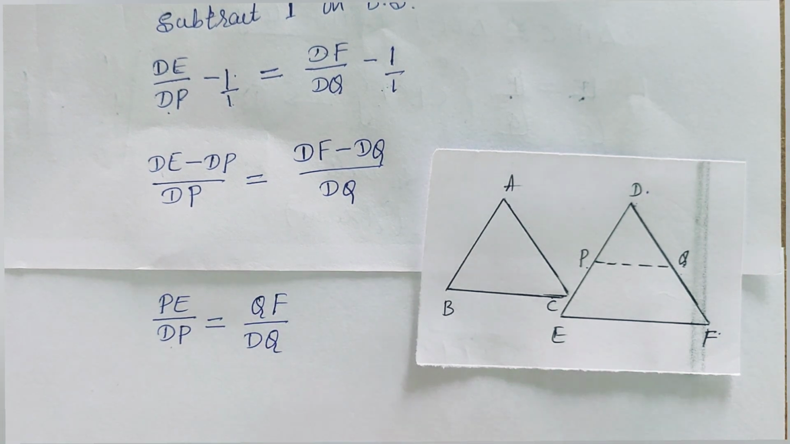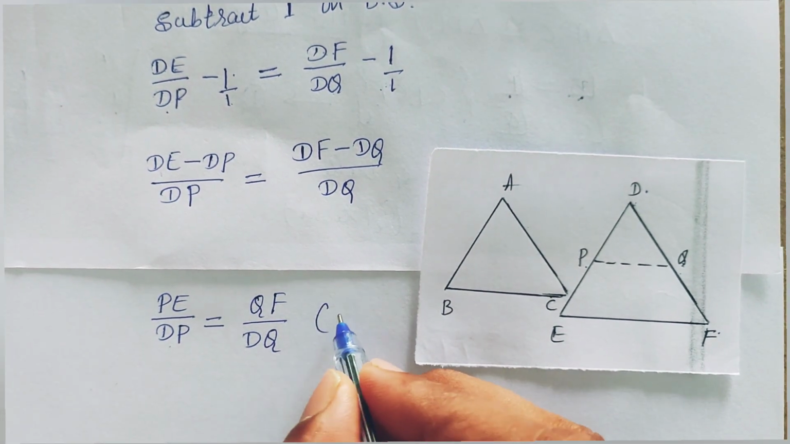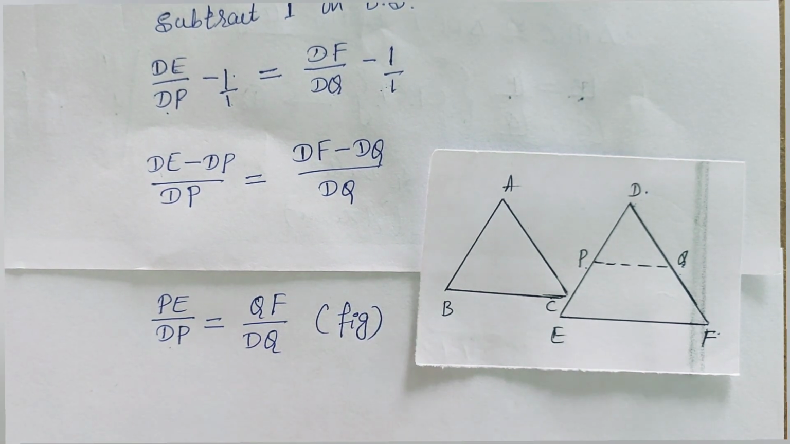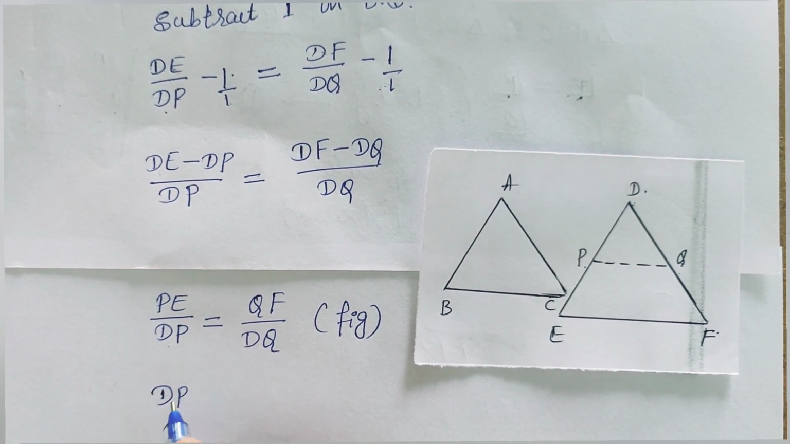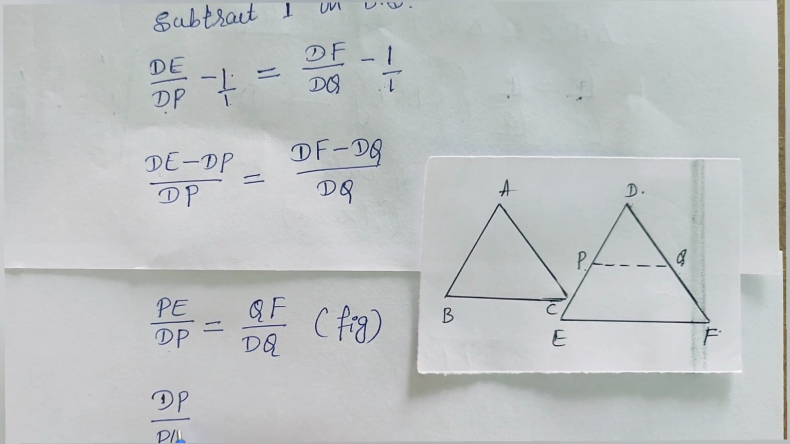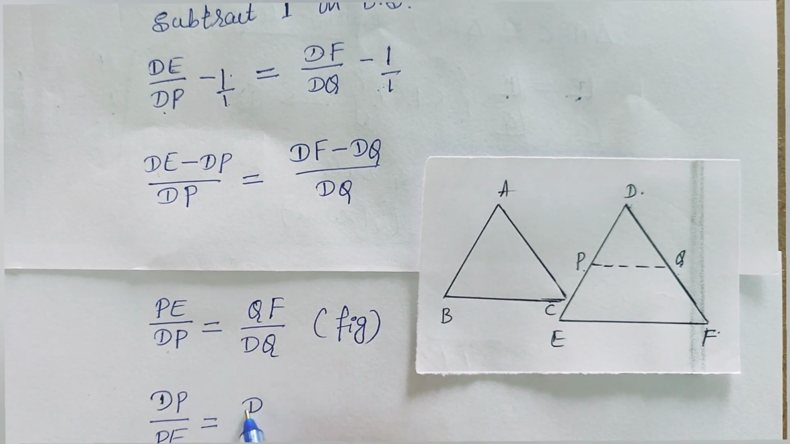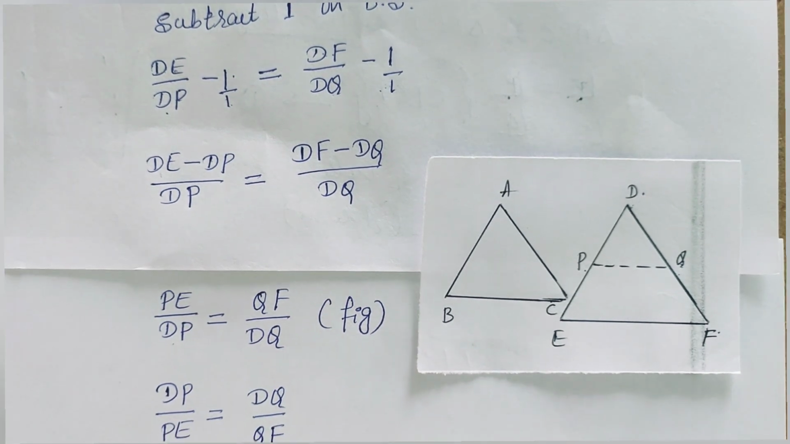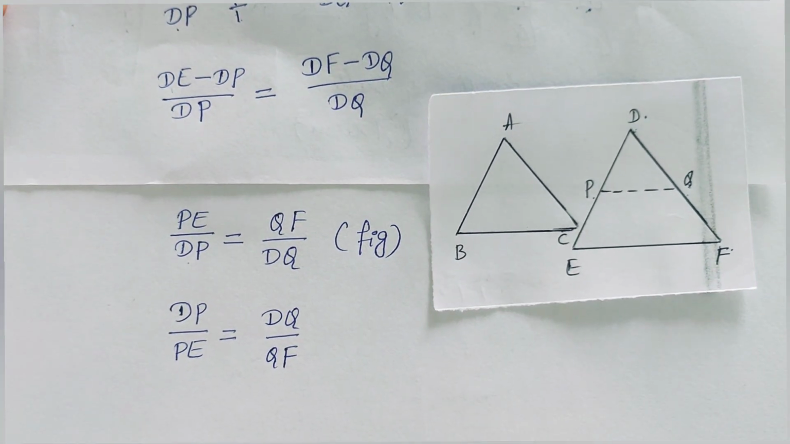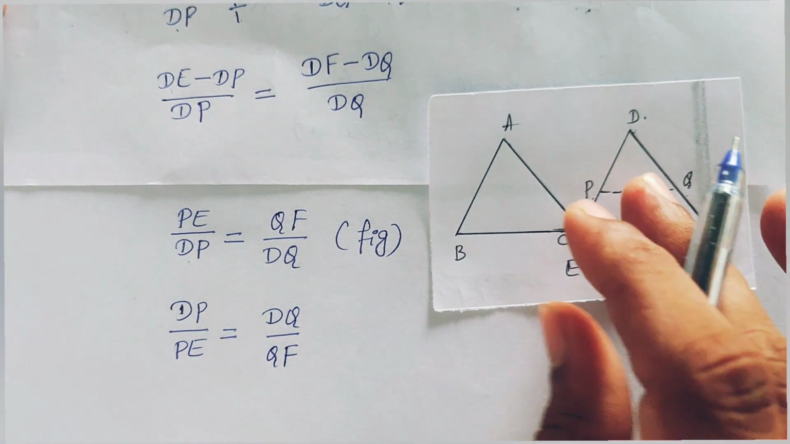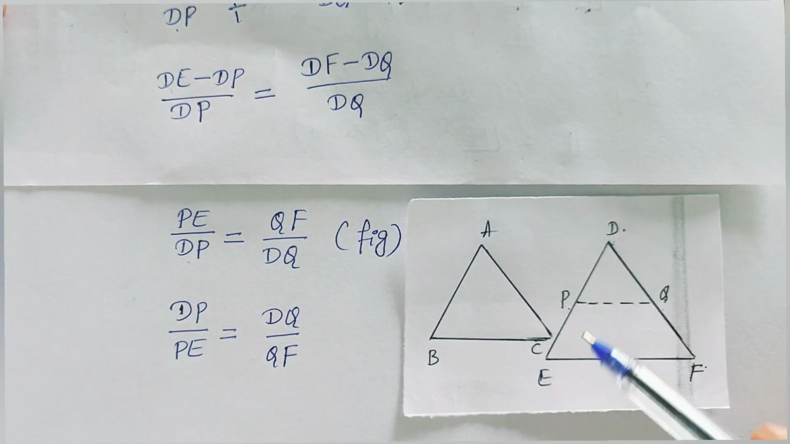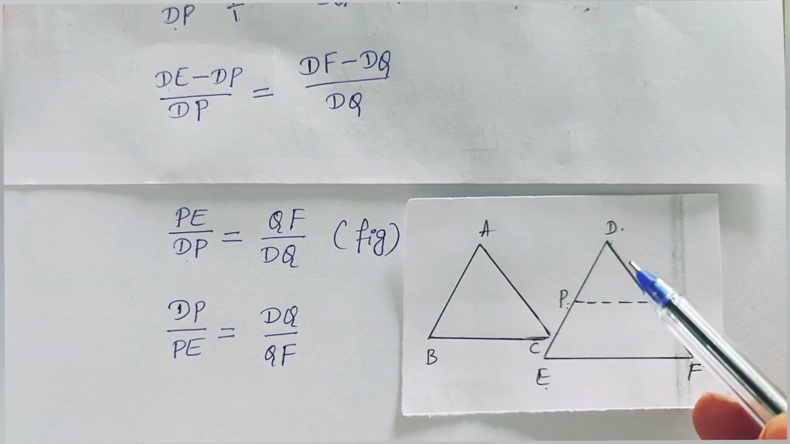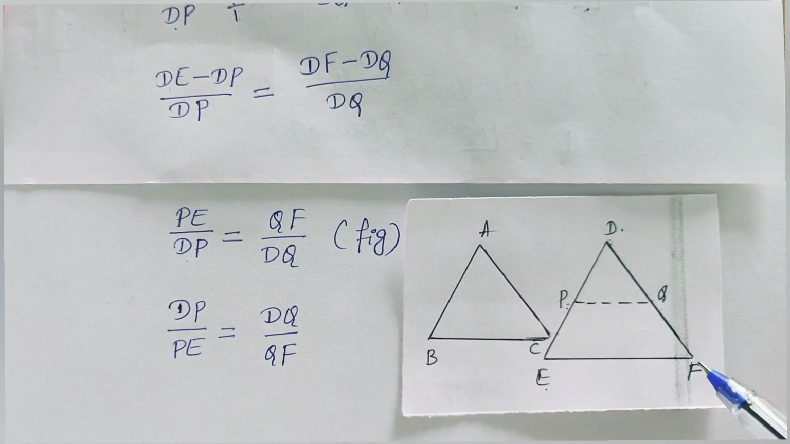So again taking back the reciprocal, you can write here, this is from the figure. So you can again take back the reciprocal, we remain with DP divided by PE is equal to DQ divided by QF. So just observe the triangle DEF here. DP divided by PE is equal to DQ divided by QF.